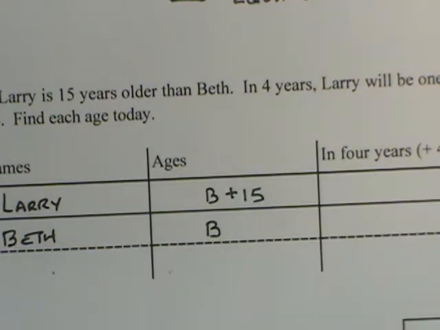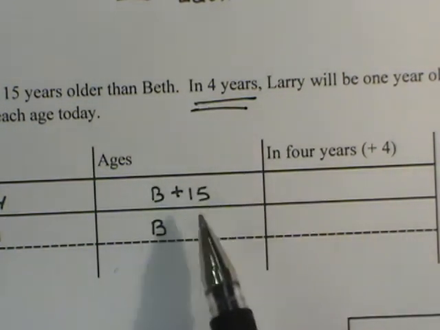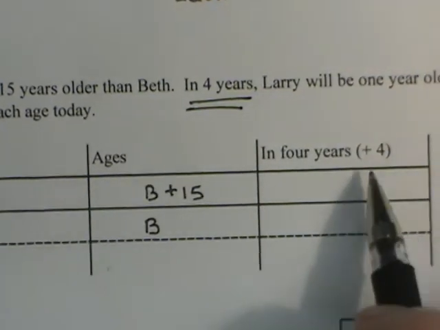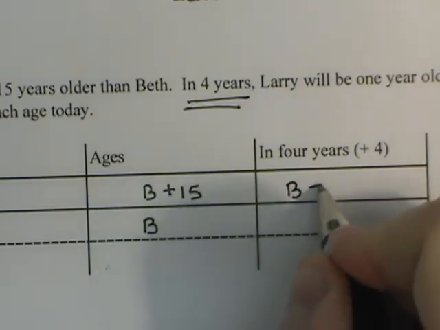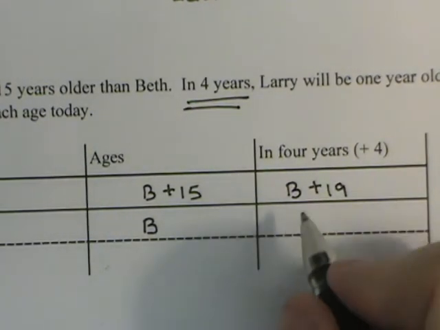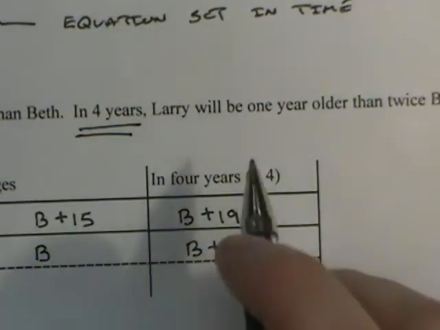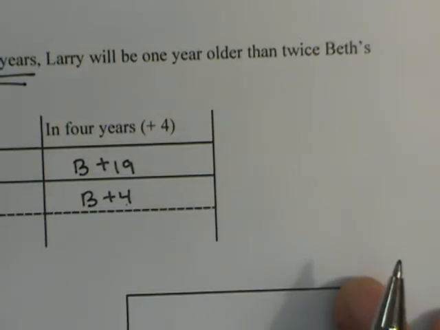As we move to the second sentence, it says, in 4 years. That introductory clause allows me to change these expressions appropriately. In 4 years means I want to add 4 to each of those expressions. So I can call Larry B plus 19 and Beth B plus 4 as I added 4 to each of those preceding expressions. And then what's left is an equation. It says Larry will be 1 year older than twice Beth's age.